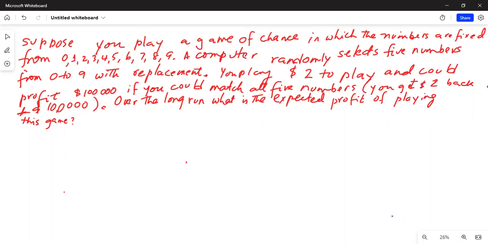You pay $2 to play and could profit 100,000 if you match all 5 numbers. You get $2 back, and on top of that you win 100,000 if you match all 5 numbers. So over the long run, what is the expected profit of playing this game?